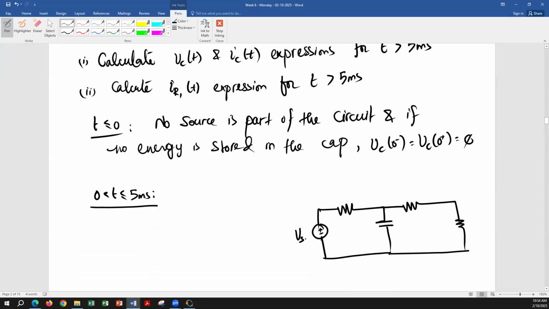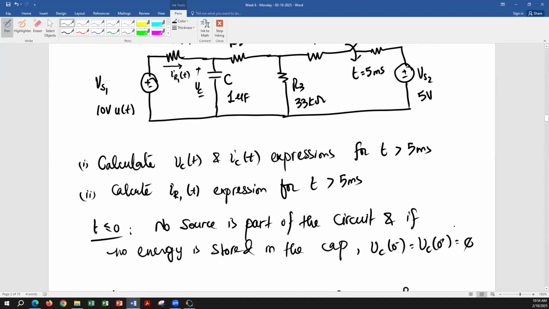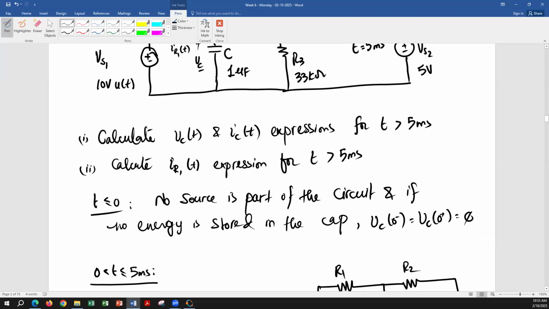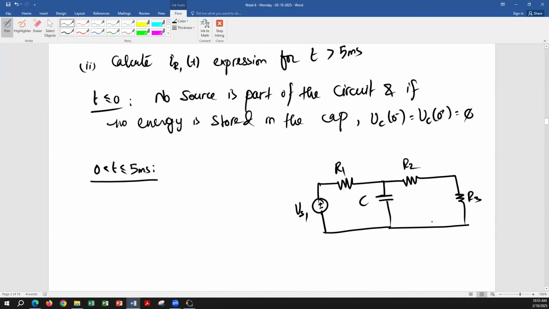So this is my VS1, R1, capacitor, R2, and R3. This is going to be my circuit between 0 and 5 milliseconds because the switch is still opened. At 5 milliseconds, the switch is going to close. So the goal here is to find out what is the capacitor initial voltage, so that we can write down the capacitor expression after 5 milliseconds using that voltage.